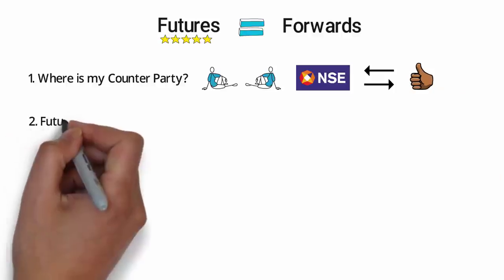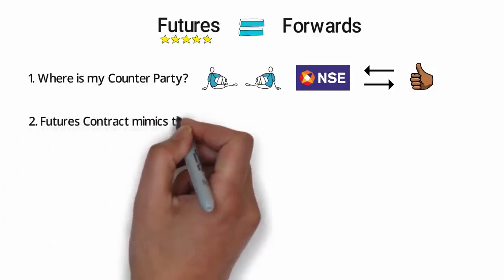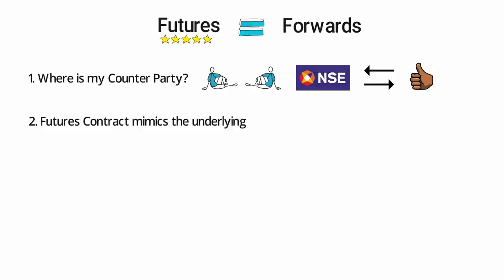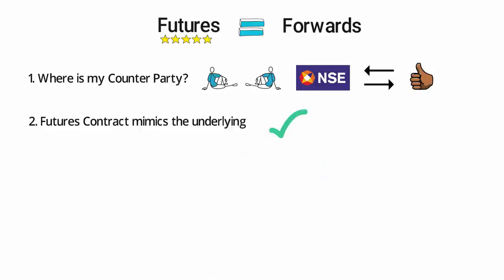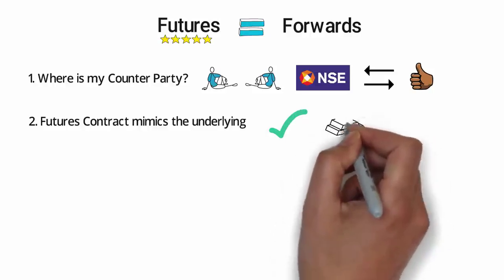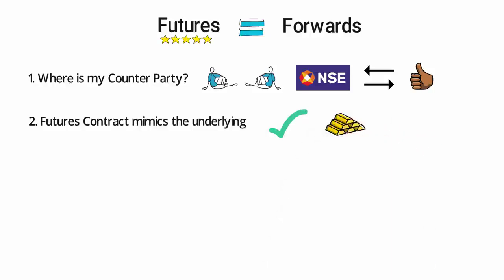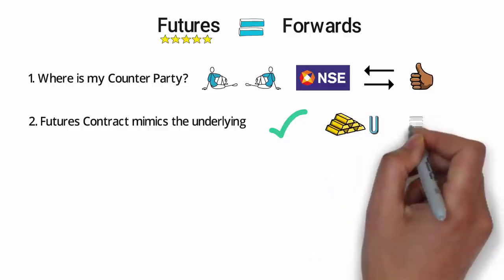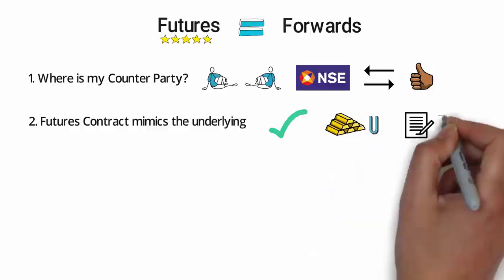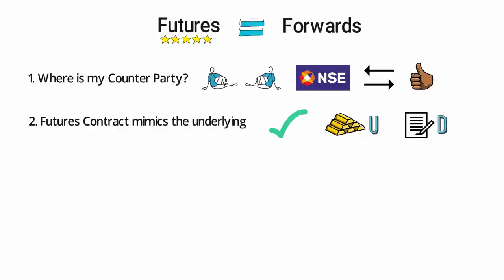Number two, futures contracts mimic the underlying. So we have understood what is an underlying and what is a derivative. So the futures contract is a derivative which follows the underlying asset. So in our previous example, gold is the underlying asset and the futures contract, or the future price of the gold, is a derivative. So if the underlying price goes up, the future price also goes up. And if the underlying price goes down, the future price also goes down.